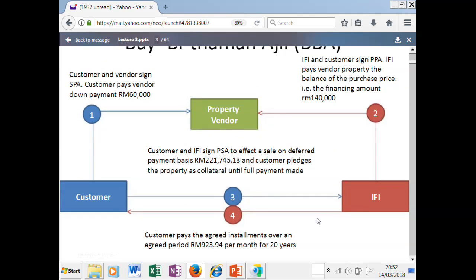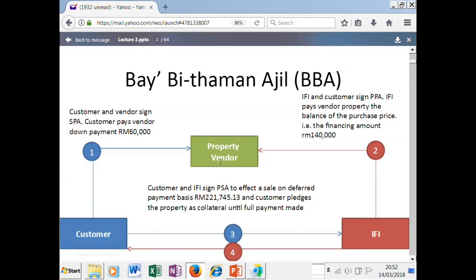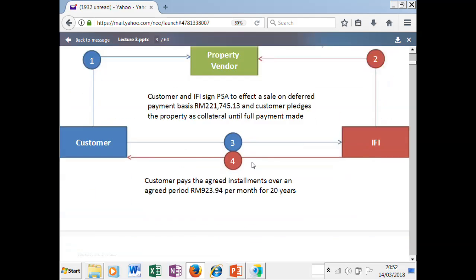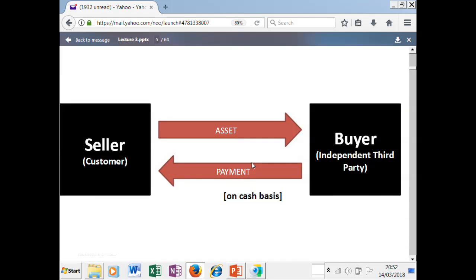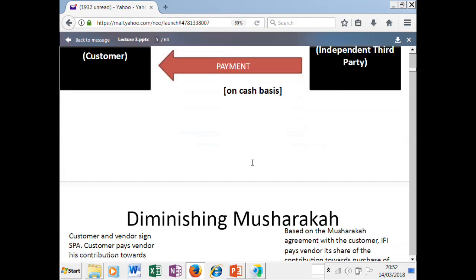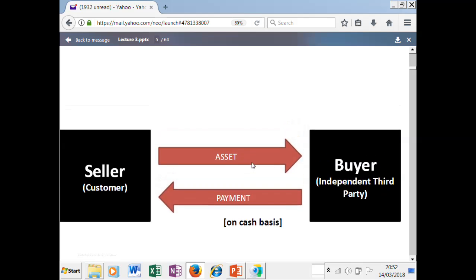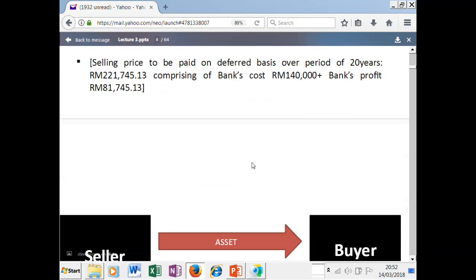Basically it is combined with BBA. Okay, all right. What is this? Okay, this one, sorry.